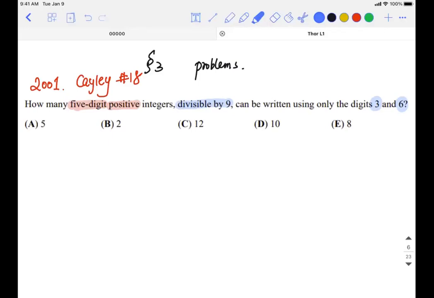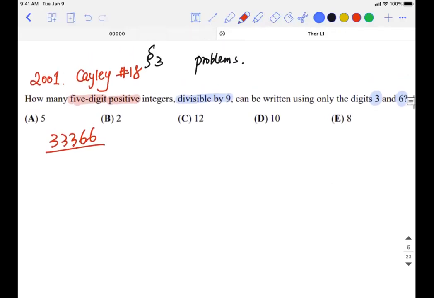Okay, I have a bunch of 5-digit integers. They should be divisible by 9, and they must be composed only of 3s and 6s. You can't use digits other than 3 and 6. For instance, you can use 3, 3, 3, 6, 6. I don't know whether this one is going to be divisible by 9 or not. This is one option, and there are other options, and so on and so forth.